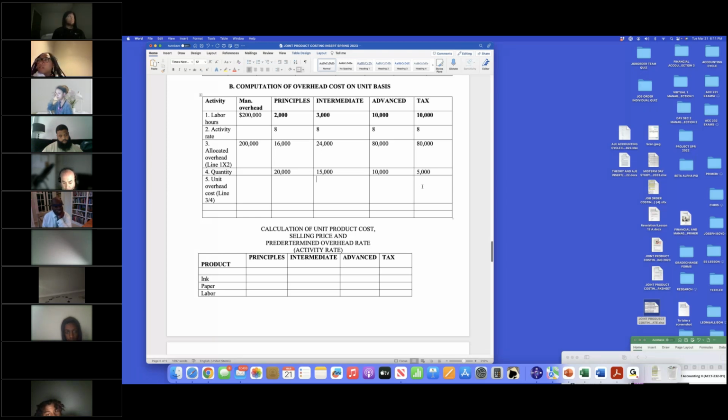So I need somebody from principal to tell me what line 3 divided by line 4 is. I need a principal person to give me this amount. Then I want an intermediate, an advanced, and a tax person to give me these numbers. 0.8. Okay, so 0.8 is principals. What about intermediate? 1.6. 1.6. What about advanced?